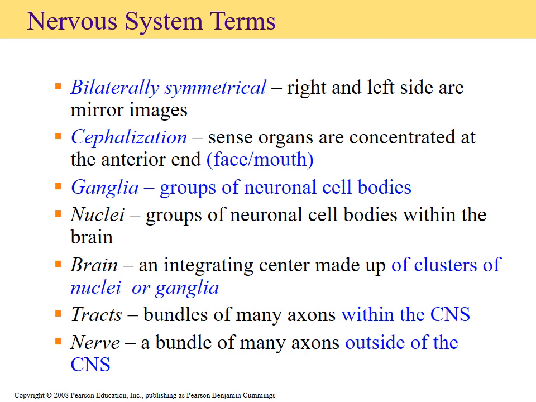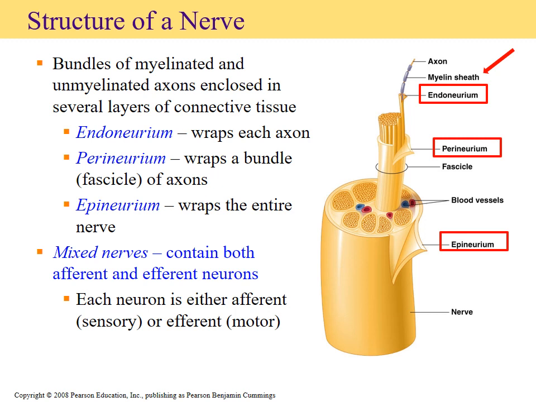And then the two last terms are tracts and nerves. Both of them will indicate the axon, and the axon obviously is the tail end part of the neuron. If the axon is staying within the central nervous system, then we call that a tract. If we see that it's radiating out of the central nervous system, then we're looking at nerves. We also see that when we take a look at the structure of a nerve, we're just looking at groups of many different axons that are bundled together. And these will often be separated by different layers of connective tissue.